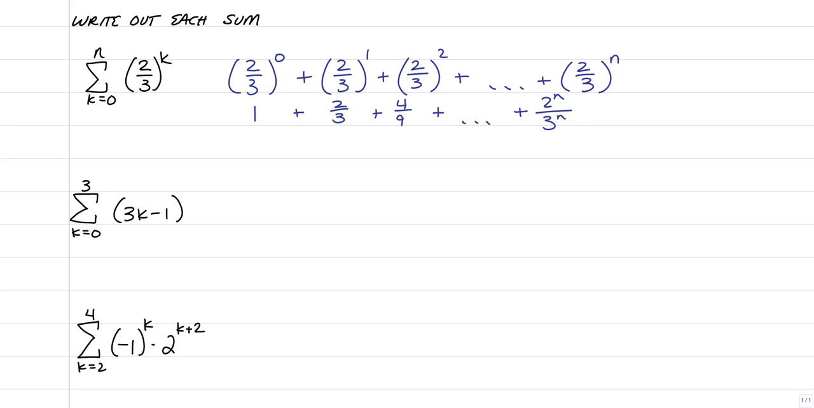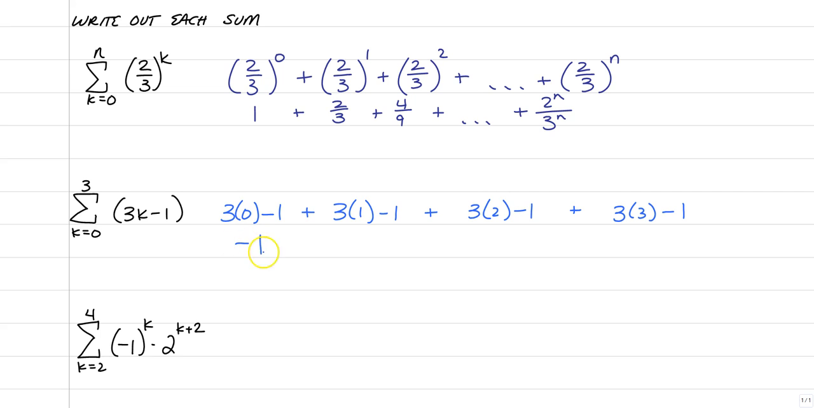Now you only have to do that if you are stopping at n, which means you're just coming up with a pattern. In an example where we have a start and a stop, we can actually add those up. So this one would be 3 times k minus 1. We're starting at 0. So this is just 3 times 0 minus 1 plus 3 times 1 minus 1 plus 3 times 2 minus 1 plus 3 times 3 minus 1, and that's where we're supposed to stop.